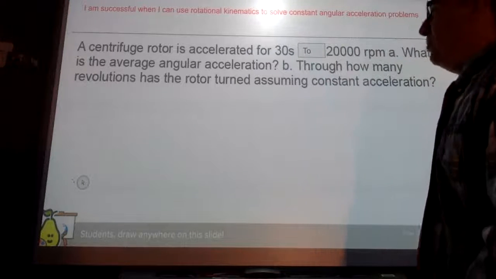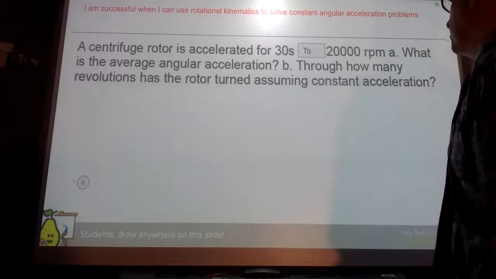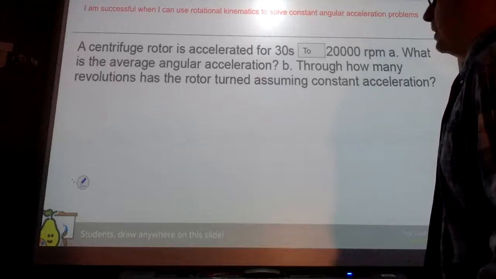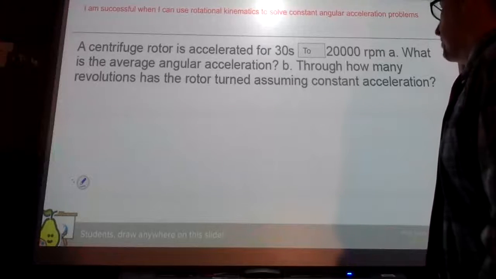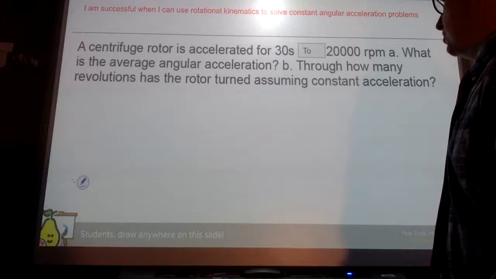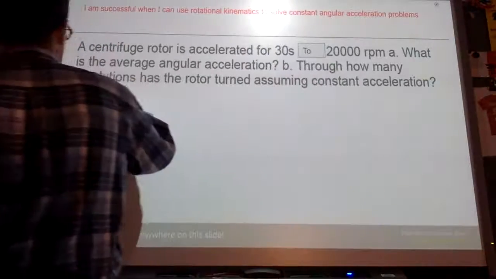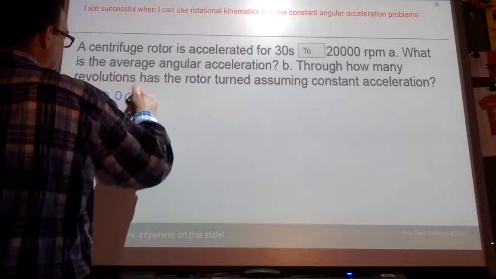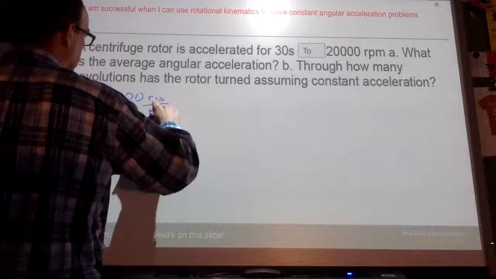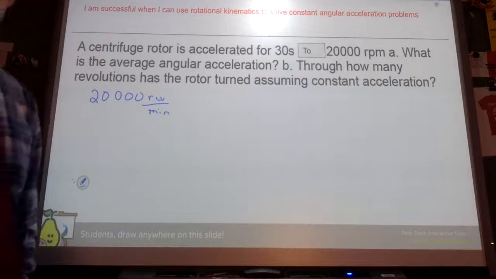So it says a centrifuge rotor is accelerated for 30 seconds to 20,000 revolutions per minute. What is the average angular acceleration? Through how many revolutions has the rotor turned, assuming constant acceleration? And again, the main thing to remember is that you can only do constant acceleration problems. So the first thing I'm going to do is convert 20,000 revolutions per minute to radians per second.